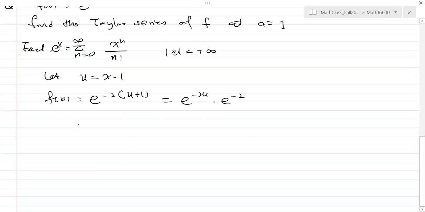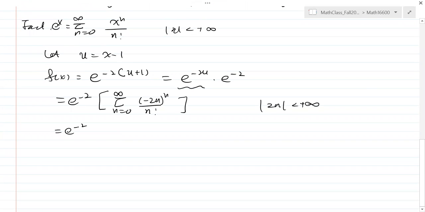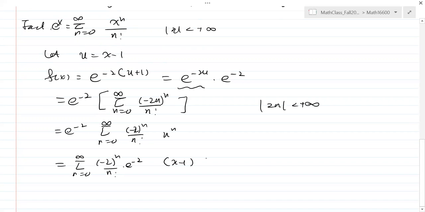All right, so now this function can be expanded in the form of the sum of negative 2u to the power n over n factorial, and this holds for any u, there's no restriction on u. So now let's get the series in terms of u to the power n. We're almost done. We put all the constants together, and u is going to be replaced by x minus 1. Any restriction on x? No, no restriction, but you can write it in this form. So this is the power series representation for the function at 1.